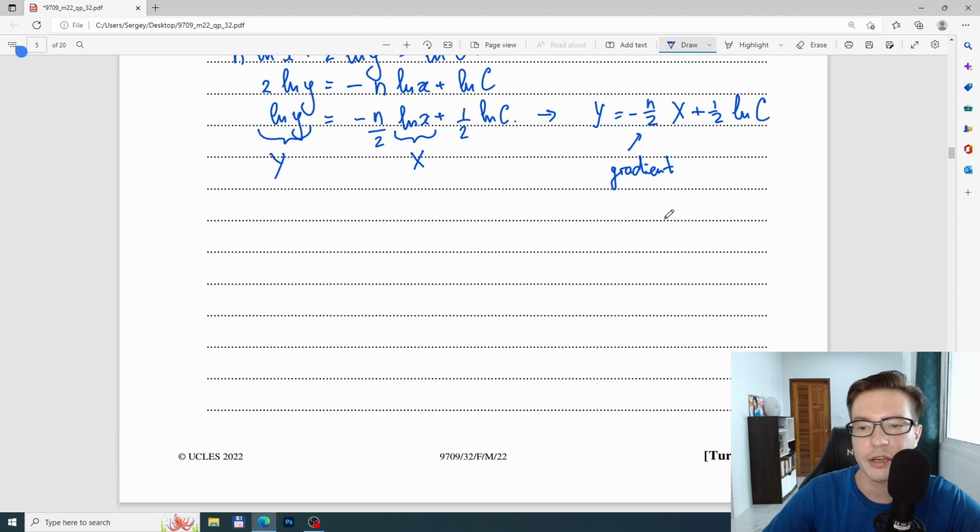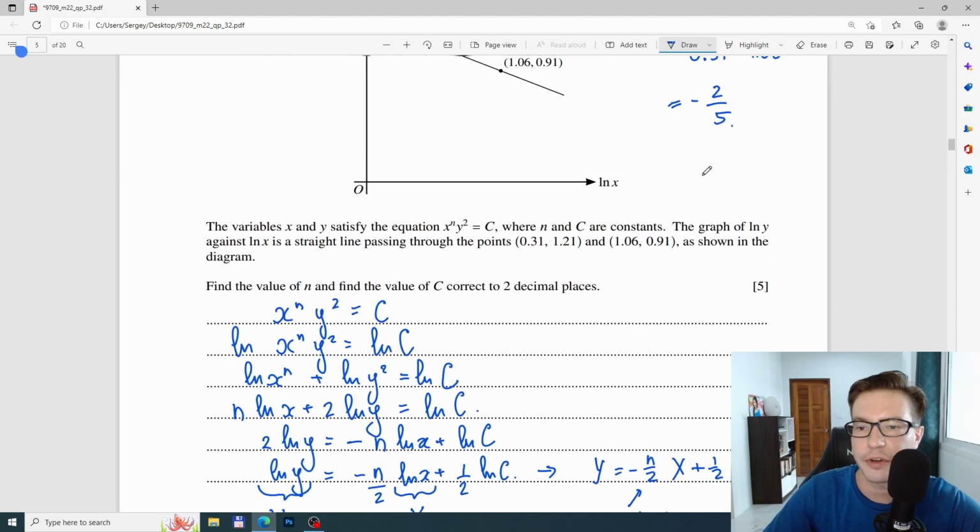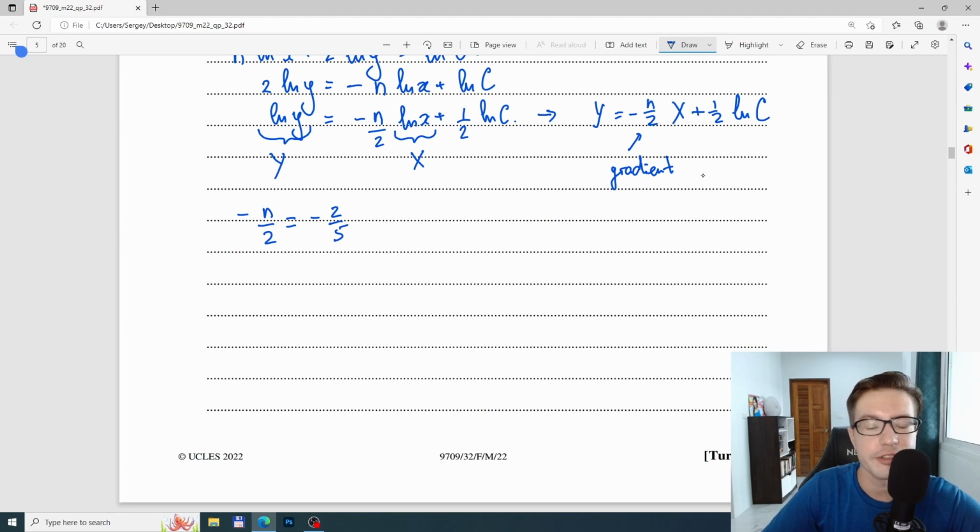Now let's move back. Since we know that the gradient is minus n over 2, and on the other side is minus 2 over 5, we can say that minus n over 2 equals minus 2 over 5, and then from here we can find n, which is going to be 4 over 5. Our equation of the straight line is going to be y equals minus 0.4x plus half natural log c.